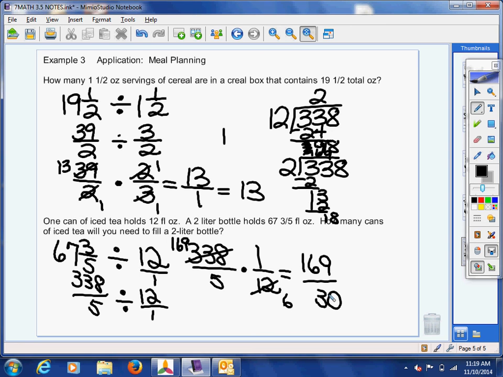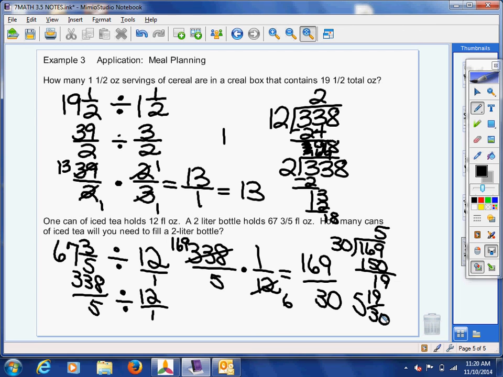I think 3 can go into it, but we'll go ahead and do our mixed numbers. So I'm going to do the basic division here. 6 goes into 169 at least 5 times. 5 times 30 is 150, and so it looks like 5 and 19 30ths. So how many cans of iced tea will you need to fill a 2-liter bottle?